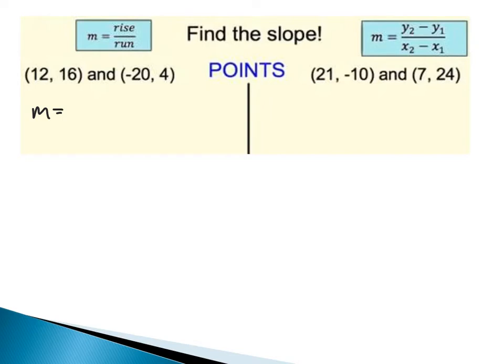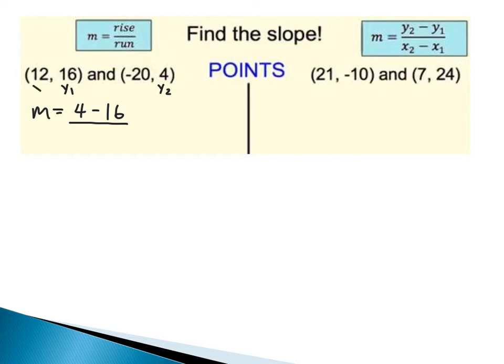Now I notice I have 2 points. What are my y values? My y values are 16 and 4. I'm going to label this one as y1, label this one as y2. So when I subtract them, I'm going to do y2 minus y1. y2 is going to give me 4, y1 is going to give me 16. So I have 4 minus 16, I'm going to divide that by the difference of the x's.